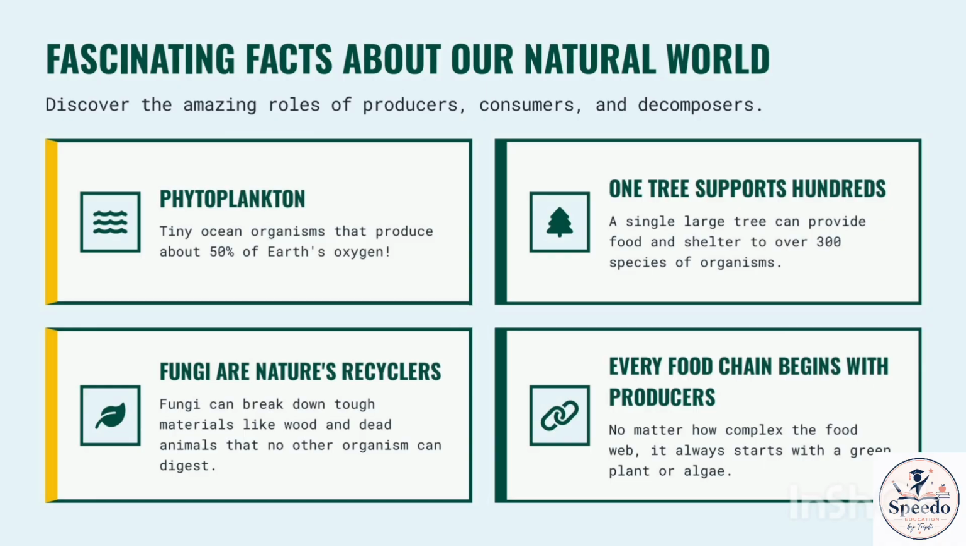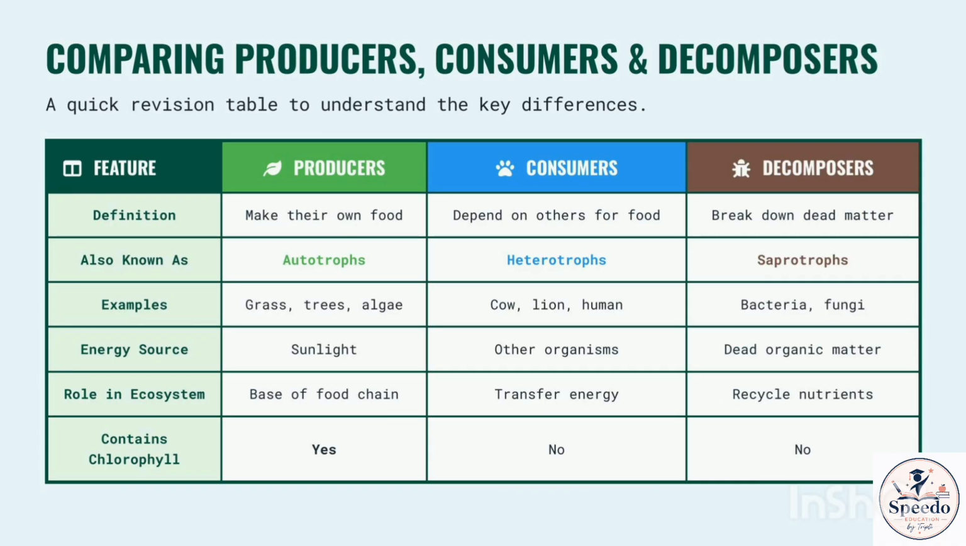Without decomposers, dead plants and animals would continue accumulating, and the ecosystem would eventually run out of nutrients needed for new plant growth. Every food chain, no matter how simple or complex, always begins with producers.